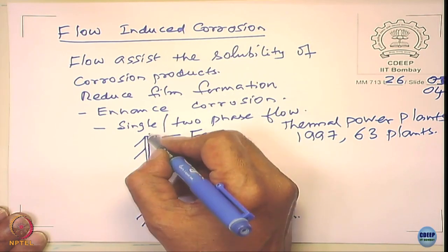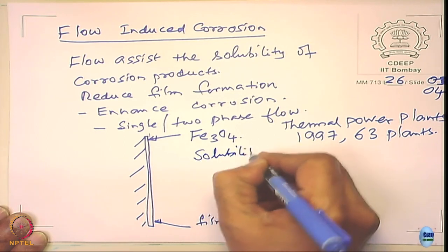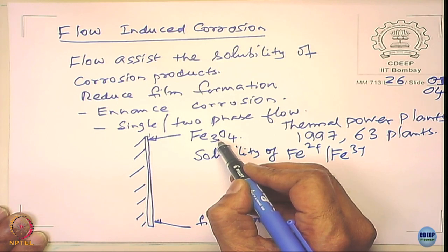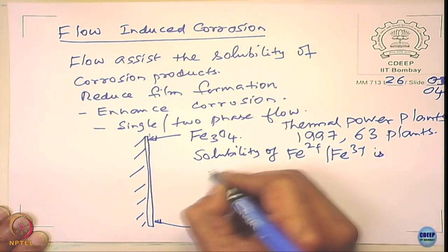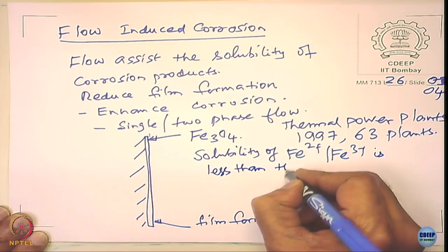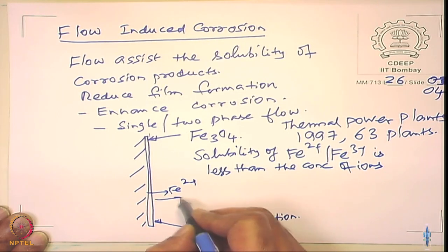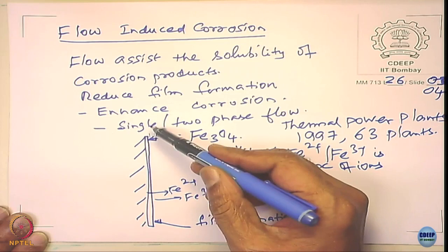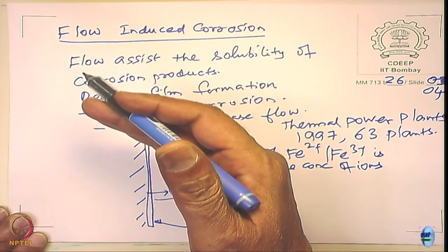Now, please look at this formation. When does it form? This will form only when the solubility of Fe2+ and Fe3+ is less than the concentration of ions, right? So here what happens? Fe2+ and Fe3+ ions are coming by dissolving. If the concentration exceeds a certain limit, they form the precipitate, they form a protective oxide. Please understand this, okay? That is how generally these metals are protected.